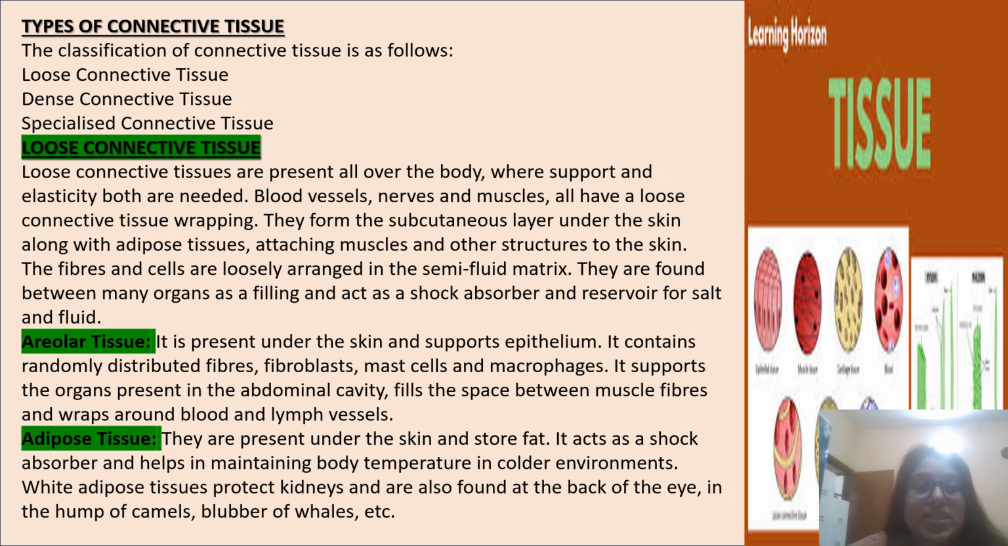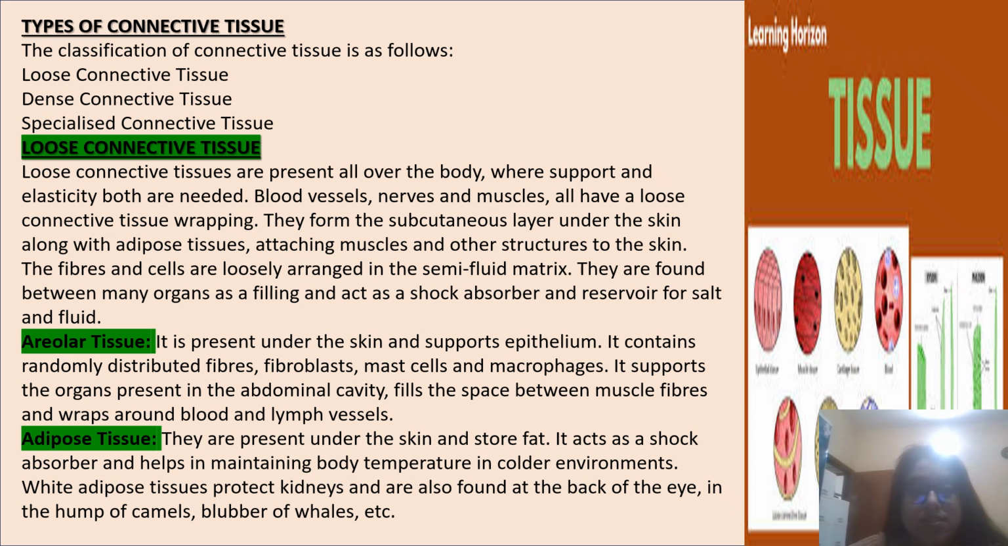The fibers and cells are loosely arranged in the semi-fluid matrix. They are found between many organs as a filling and act as a shock absorber and the reservoir for salt and fluid. Next, areolar tissue. It is present under the skin and supports epithelium. It contains randomly distributed fibers, fibroblasts, mast cells, and macrophages. It supports the organs present in the abdominal cavity, fills the space between muscle fibers, and wraps around the blood and lymph vessels.